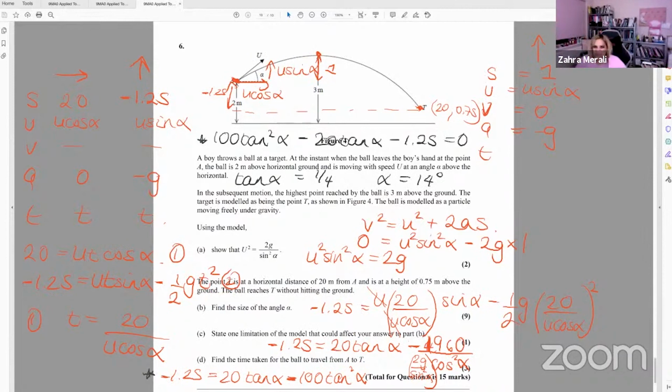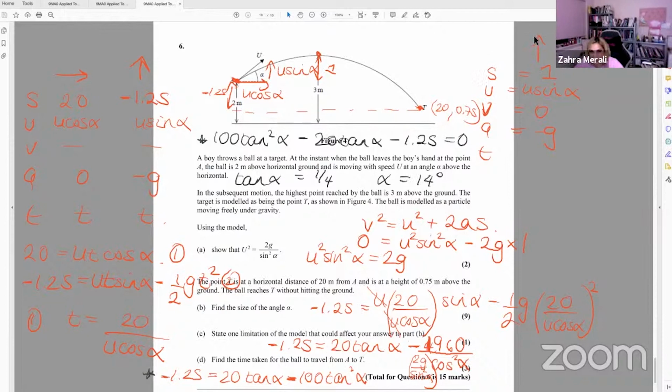I know that's really messy and quite horrible, but it is 9 marks, and it's using trig again, because like I said, you can't get away from trig. One limitation to the model is that the ball could have different dimensions, the spin of the ball, maybe wind. And if we were going to find the time taken to travel from A to T, our alpha was 14. We want to find the time.